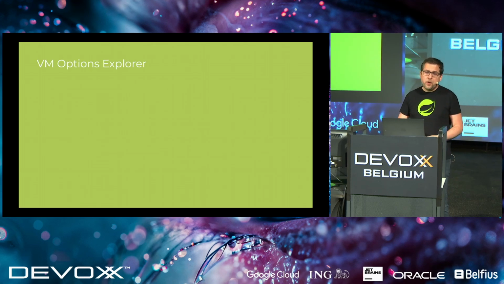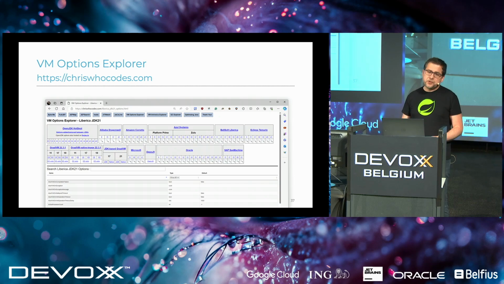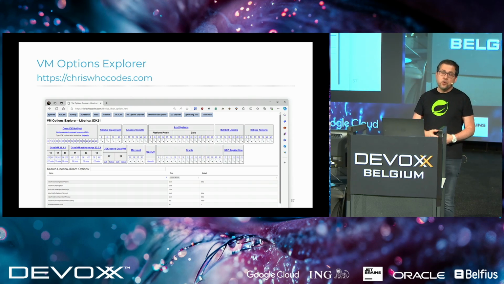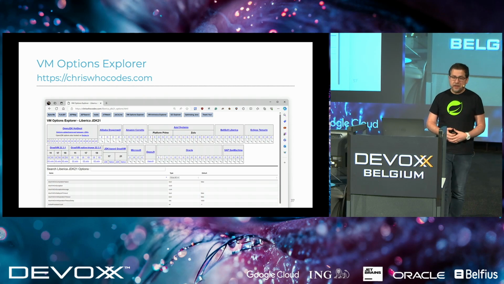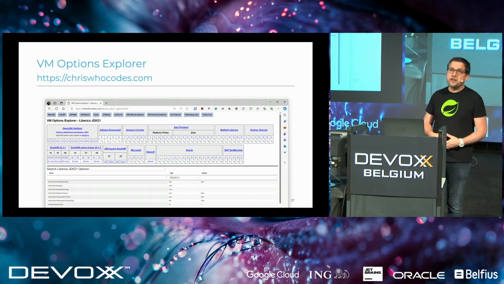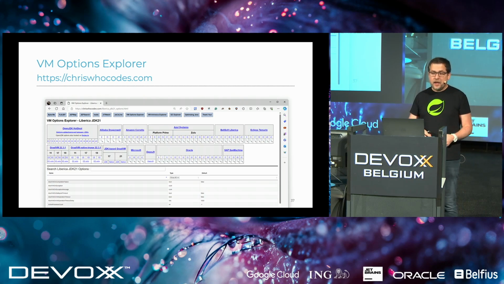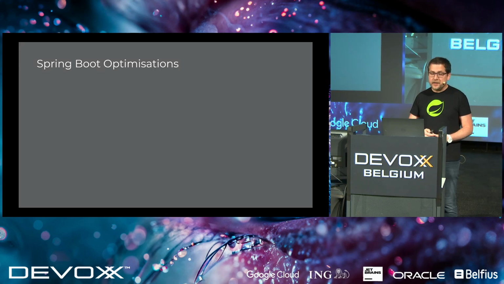If you are interested to do more VM optimizations, there is a super cool tool from Chris who codes, and it's basically an overview of which parameters are available in every single OpenJDK distribution out there. They might vary, and you can check if the parameter applies to the JVM you're using, if it's OpenJ9, the Oracle JDK, or Bellsoft Liberica, as Spring Boot uses by default, for example. You can check which parameters are available and which one you could use. So cool tool as a side note.